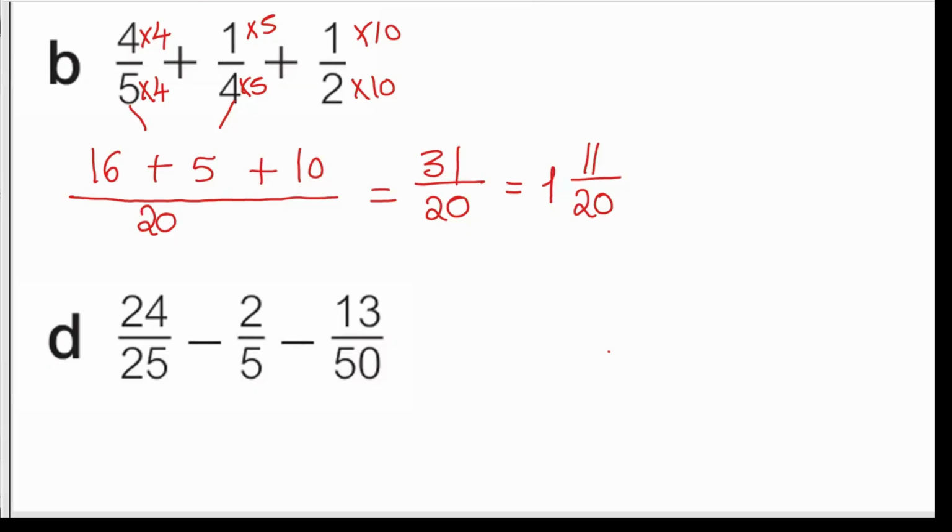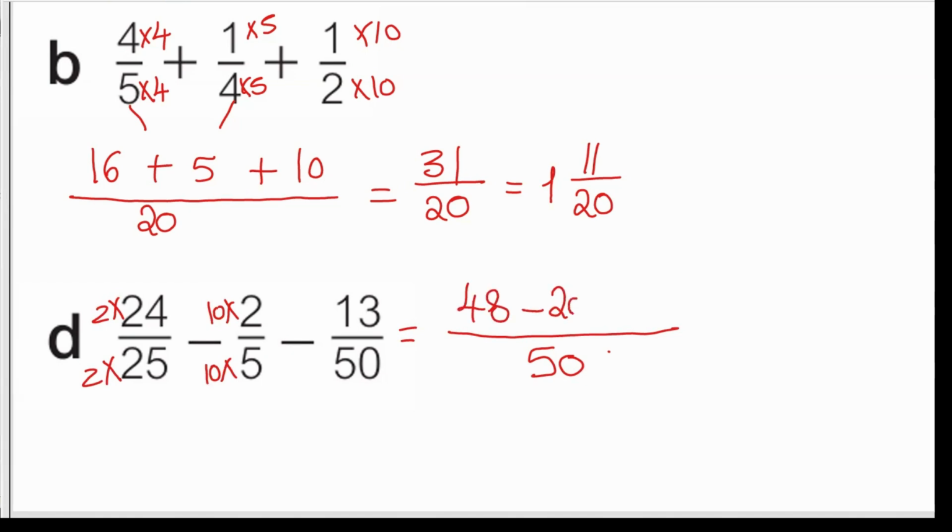So between 25 and 50, the least common multiple, the common denominator, will be 50. So you need to convert them all into 50. Here I'm going to multiply by 2. To convert the 5 into 50, you need to multiply by 10. So 2 times 24 is 48, minus 10 times 2 is 20, and 13 stays the same.